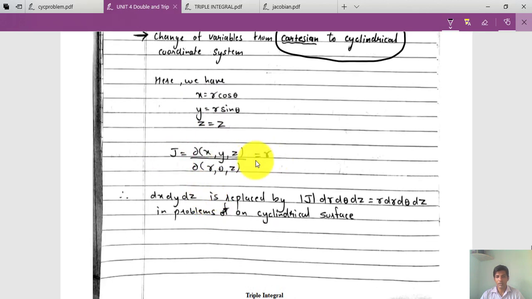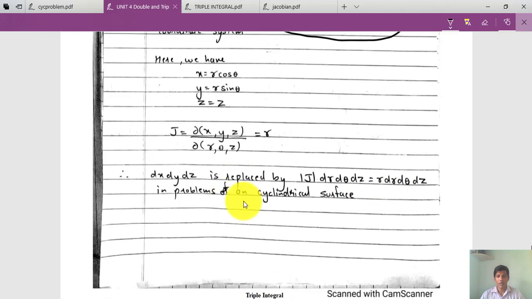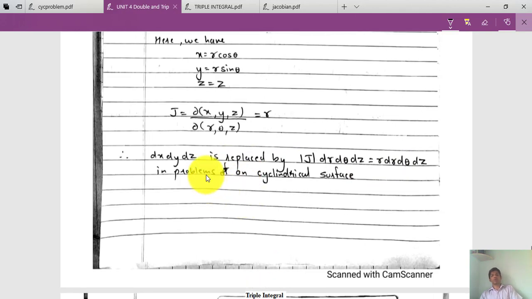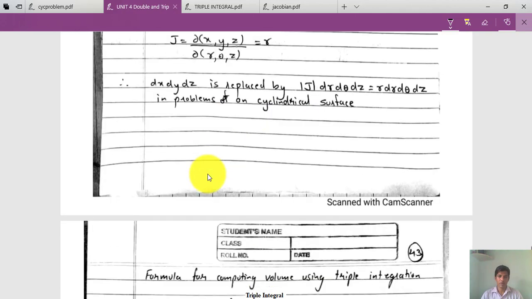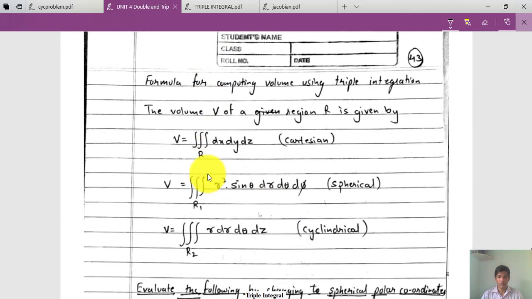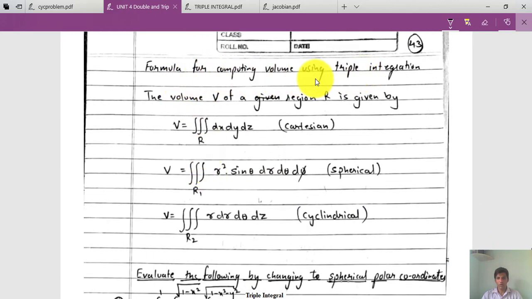Therefore the Jacobian J is r. So dx dy dz is replaced by the Jacobian, that is r dr d theta dz, and then it can be used for solving problems involving a cylindrical surface. Now, basically the formula for computing the volume of a triple integral, for Cartesian coordinates, is always given by the region or the volume over dx dy dz.